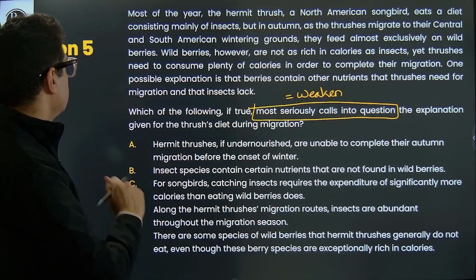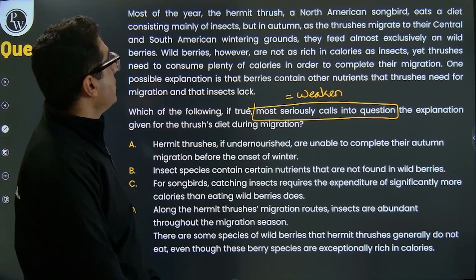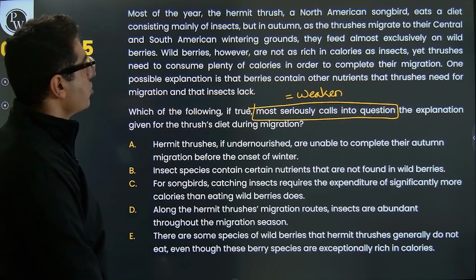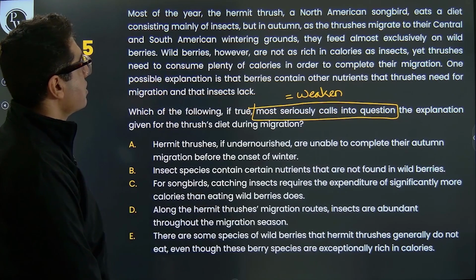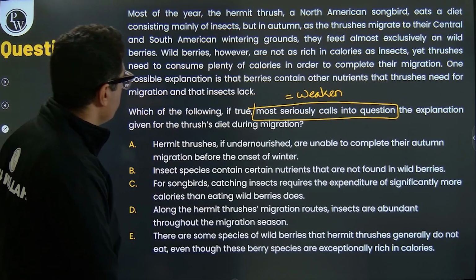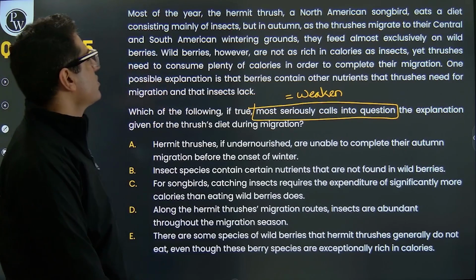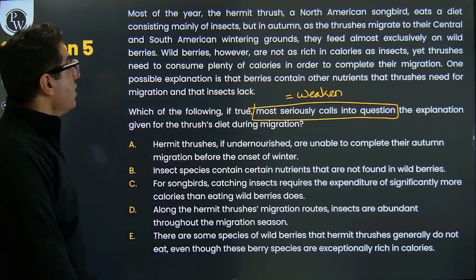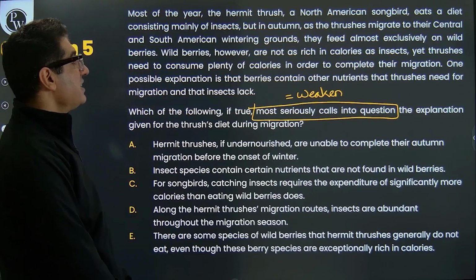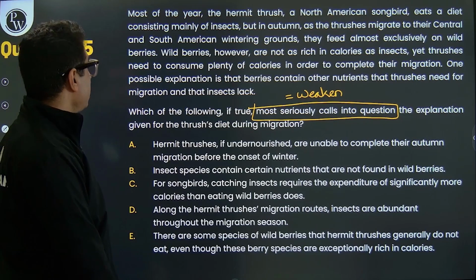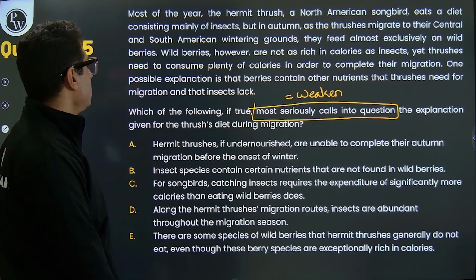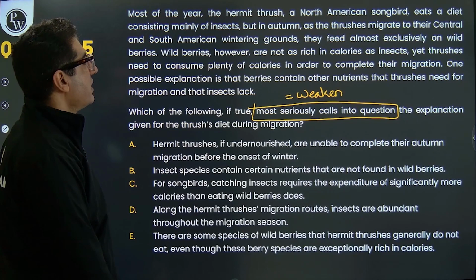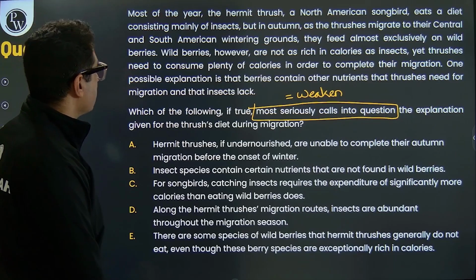Now let's see. Most of the year, the hermit thrush, a North American songbird, eats a diet consisting mainly of insects. But in autumn, as the thrushes migrate to their Central and South American wintering grounds, they feed almost exclusively on wild berries. Wild berries, however, are not as rich in calories as insects. Yet thrushes need to consume plenty of calories in order to complete their migration. One possible explanation is that berries contain other nutrients that thrushes need for migration and that insects lack.